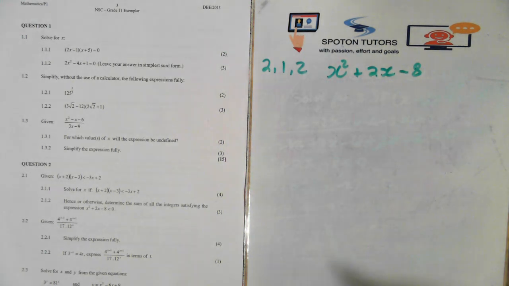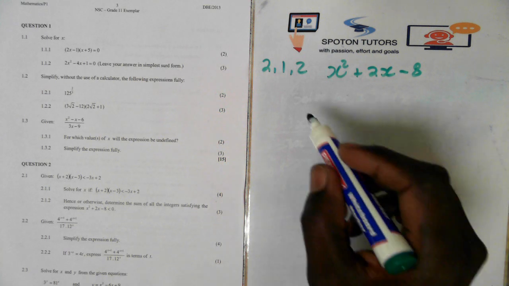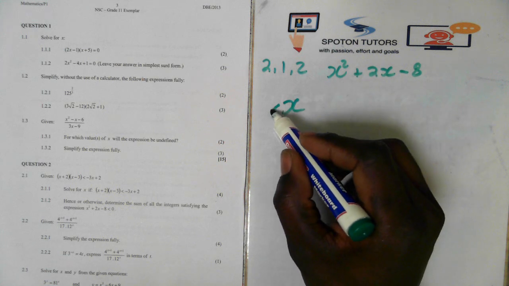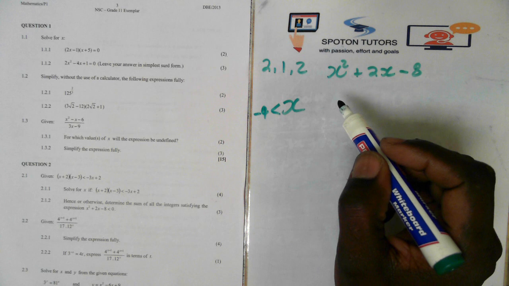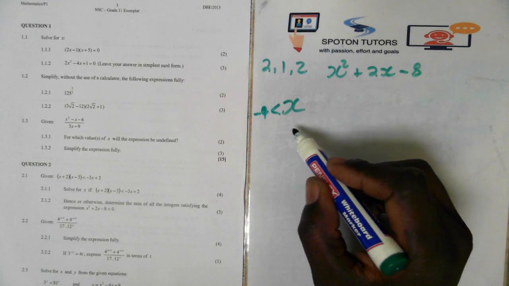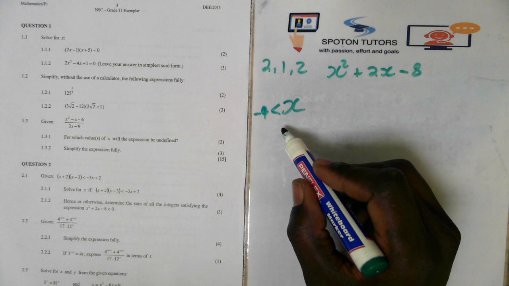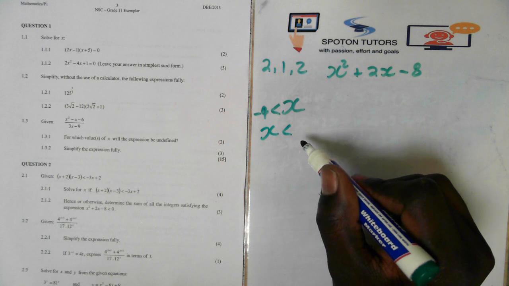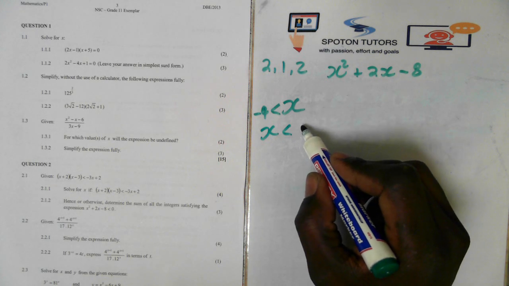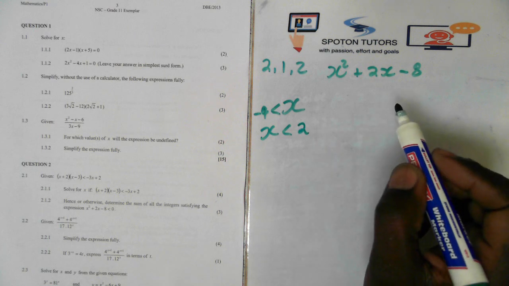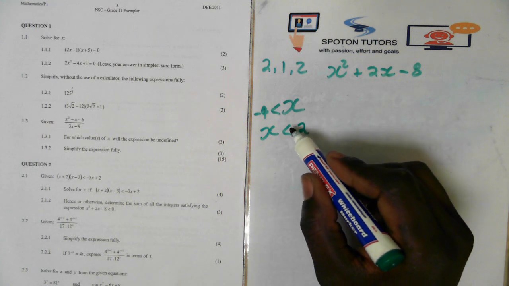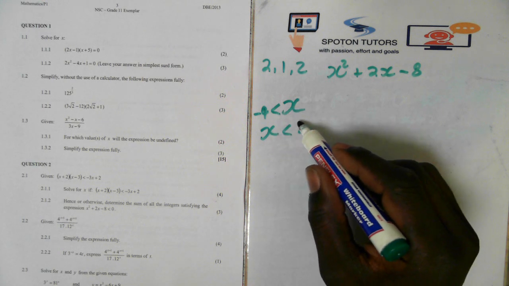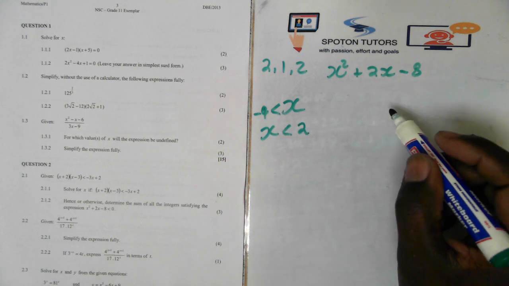From what we found previously, x should be greater than minus 4, and then we found that x should be less than positive 2. So x should be less than positive 2 and greater than negative 4. That's what we have done.